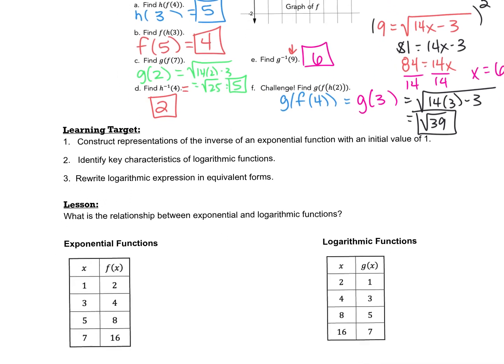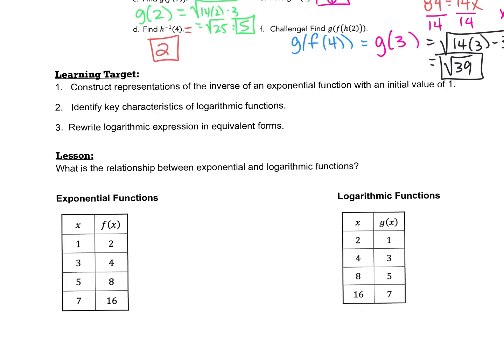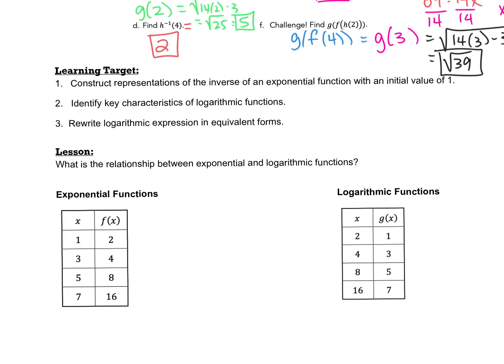But let's look at what we're going to talk about today. We're going to dig more deeply into logarithmic functions, and we're going to build everything off of the fact that we know exponentials and logarithmic functions are inverses. Our learning targets today are to construct representations of the inverse of an exponential function with an initial value of 1, identify key characteristics of log functions, and then rewrite logarithmic expressions in equivalent forms. If you remember, the last time we did 3 lessons, it was all for exponential functions, the exact same things. So we're just going to repeat that today for logarithmic functions, really the only difference.